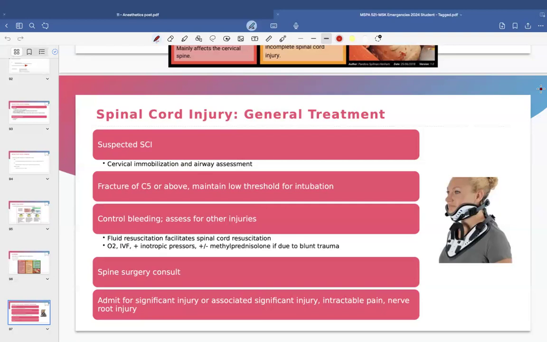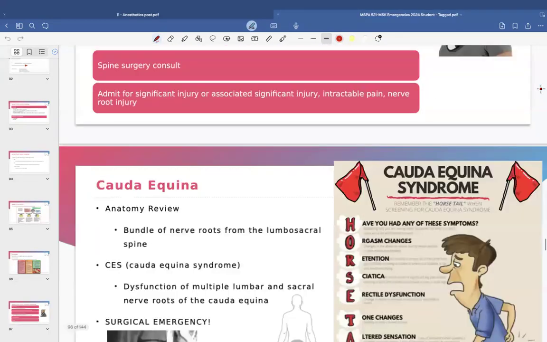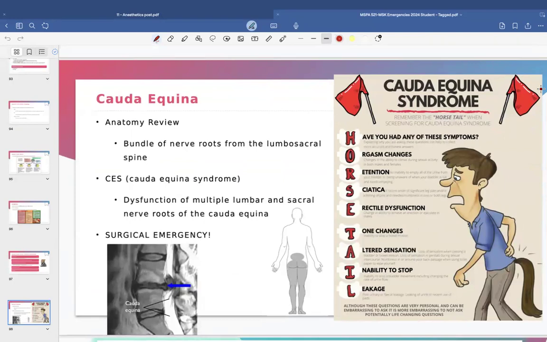Going over cauda equina, the horsetail. Buzzwords, saddle anesthesia. They're gonna need decompression. Lumbar nerves. Get them into the OR.